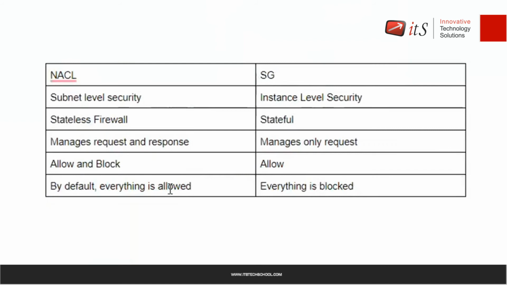And we can use a combination of both, right? Whenever you want to block something, just block it in a NACL. Whenever you want to allow something, allow it in a security group, right? So we use a combination of both. How? While allowing, allow in a security group. While blocking, block in a NACL. And use a combination of both to secure your network, right?